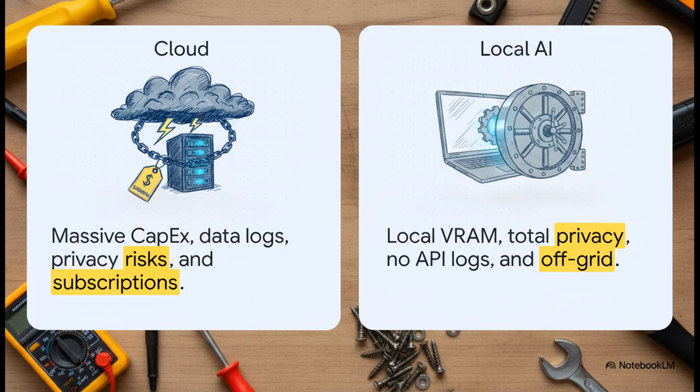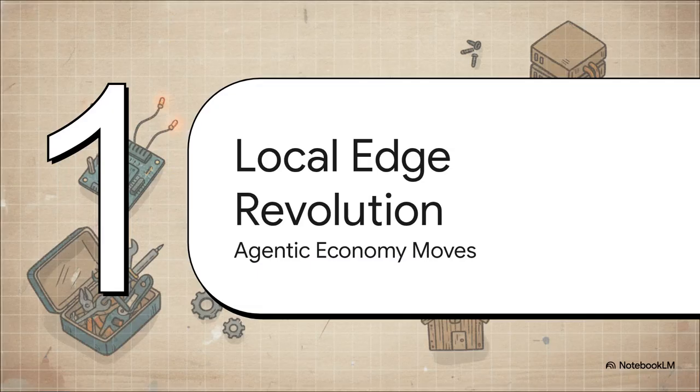But look at the alternative. Local AI just uses your computer's local VRAM. It guarantees 100% data privacy because, well, there are absolutely zero API logs being sent to the cloud. Plus, it has complete off-grid capability. You could literally be in a cabin in the woods, miles from Wi-Fi, and your AI search engine would still work flawlessly.